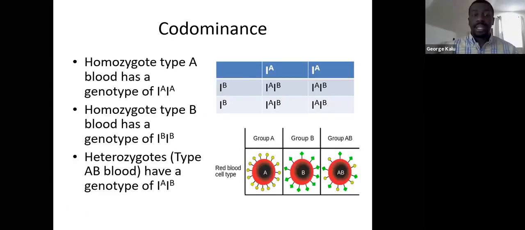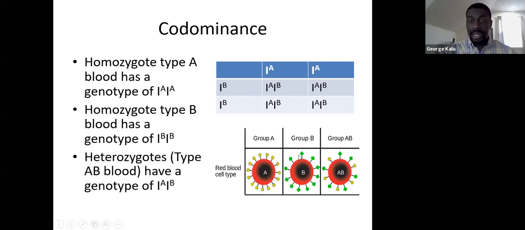So an example is when we're looking at blood types. Blood types are determined by genetics as well, just like many other things. If you're a homozygote and you have type A blood, your genotype is going to be IAIA, and people who have type A blood will have the A protein on their red blood cells, which gives them type A blood. If someone's a homozygote for type B blood, they're going to have a genotype of IBIB, and so they're going to have the B protein on their red blood cells.